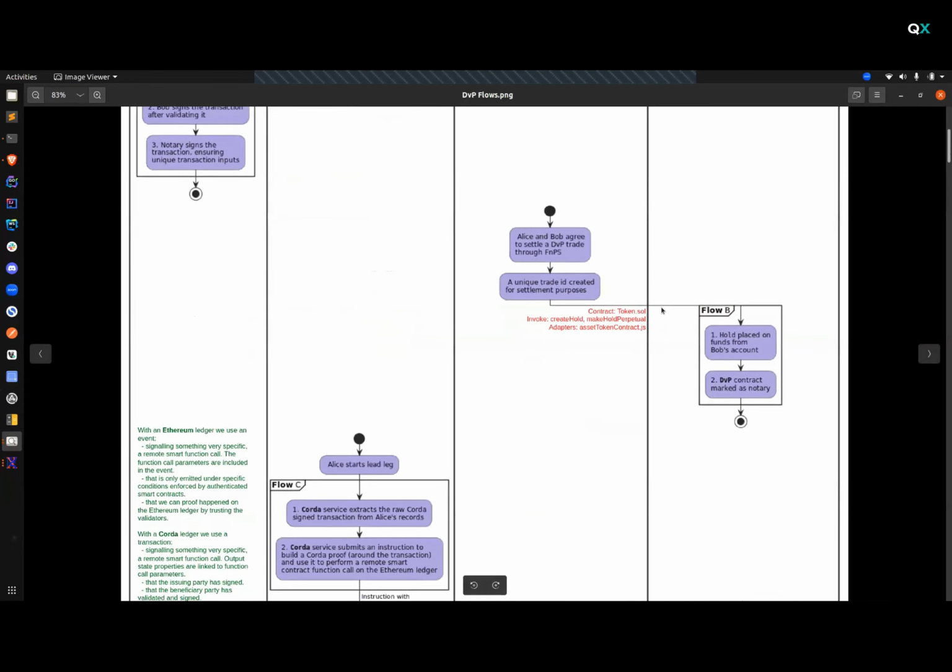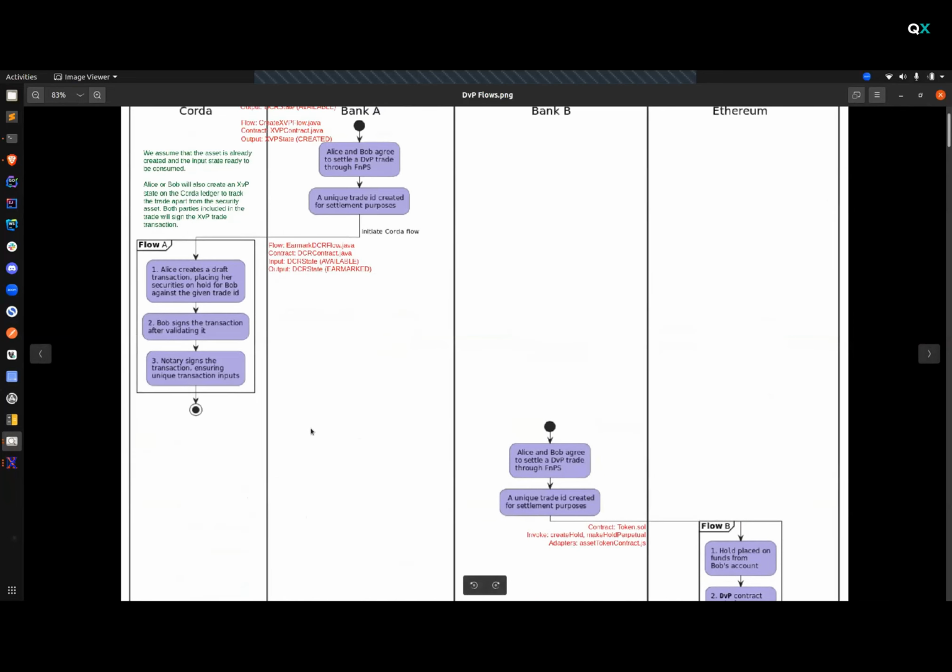So as with Ethereum to Ethereum, Bank B will place its hold exactly the same and make it perpetual. And on Corda, this basket of securities will be earmarked. Now, this on Corda looks like Bank A will create a draft transaction, creating a new DCR state, which will then have status earmarked, consuming the current available one, and it can only be consumed once. So Bob will then validate the transaction, before he signs it, which is important because we're not using validating notaries. The notary will attest that the inputs are unique and that this transaction did happen on the Corda ledger.